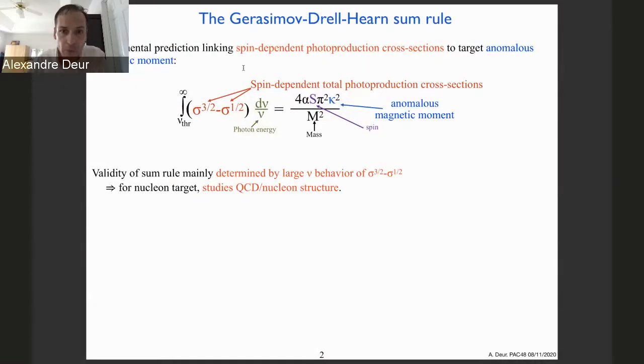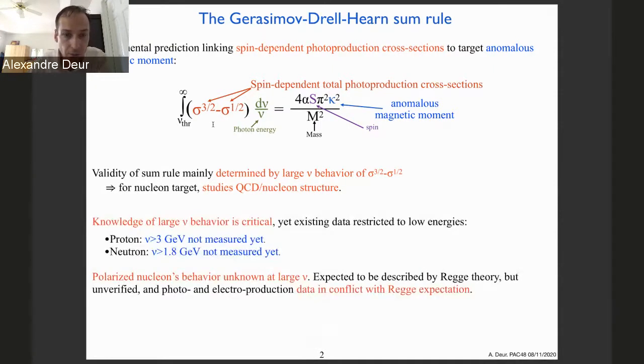The GDH sum rule is a fundamental prediction that links the difference between spin-dependent photoproduction cross-sections, integrated over the photon energy weighted by the photon energy, to the square of the anomalous magnetic moment of the object studied. The validity of this relation is mainly determined by the high energy behavior of the cross-section difference. Since this behavior is ruled by the structure of the object you're studying, if you're studying the GDH sum rule on a nucleon, you're essentially studying the nucleon structure in QCD.